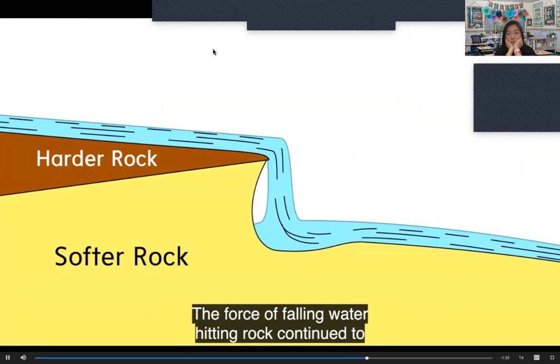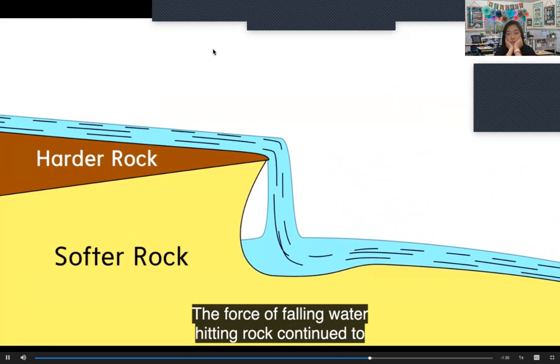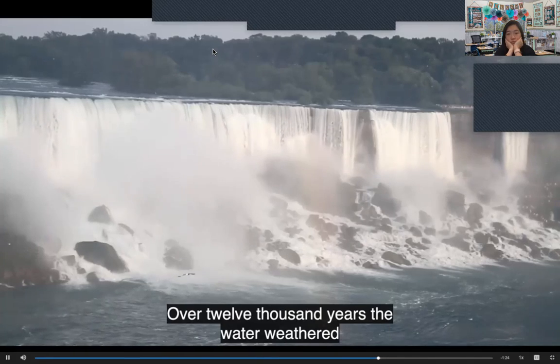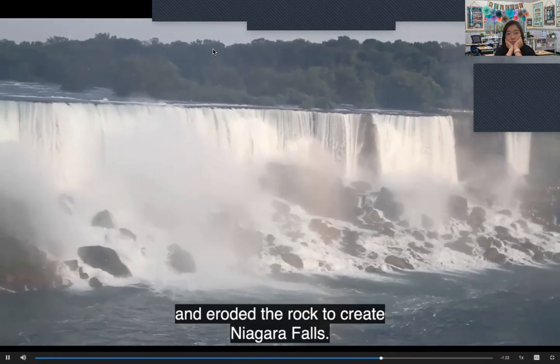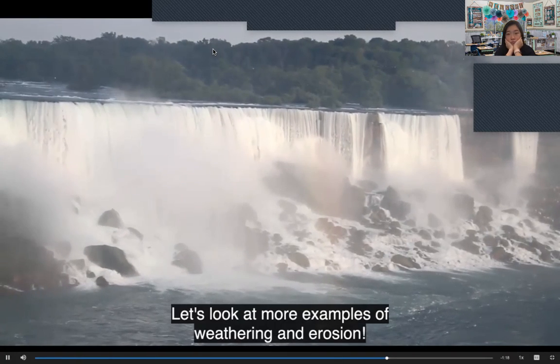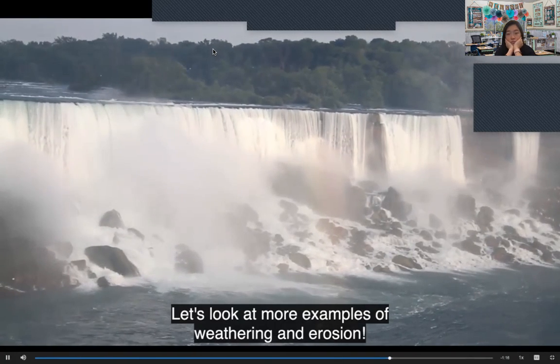The force of falling water hitting rock continued to weather the rock at the bottom of the falls, and a pool formed. Over 12,000 years, the water weathered and eroded the rock to create Niagara Falls. Let's look at more examples of weathering and erosion.